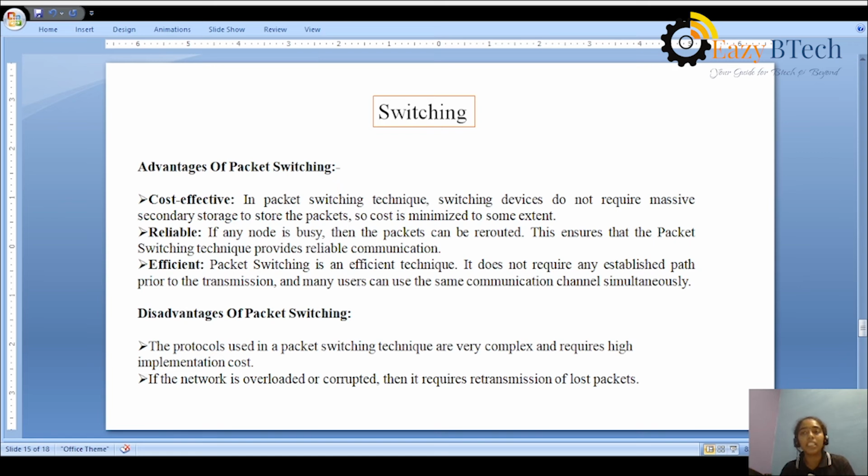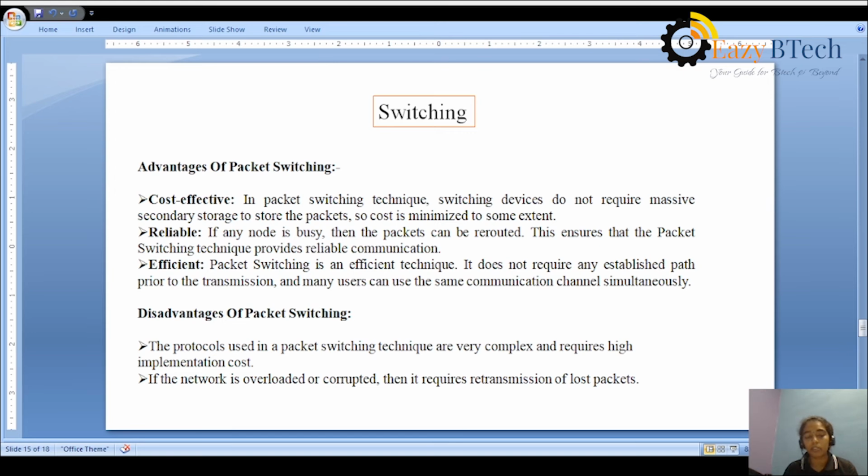Reliable means it is very reliable communication. The data will be delivered in a reliable manner, means there is no more chance of an error occurring in our data frames, right? So efficient, I already said it is a very efficient technique. It does not require any path establishment to transmit. Many users use this packet switching on communication channels simultaneously, right? These are the advantages of packet switching.